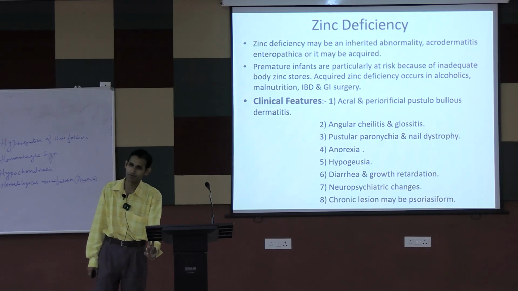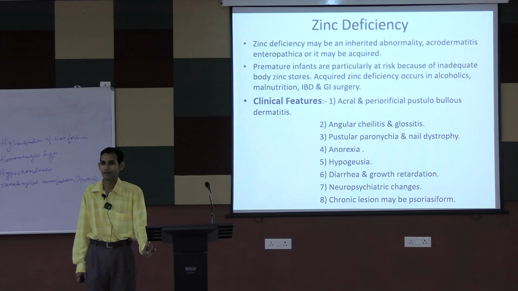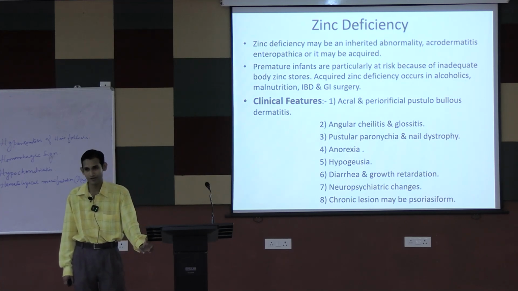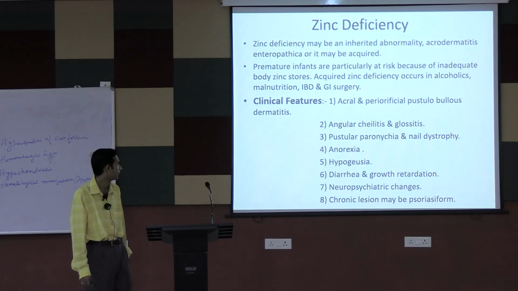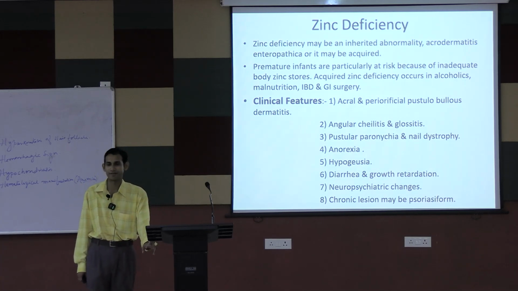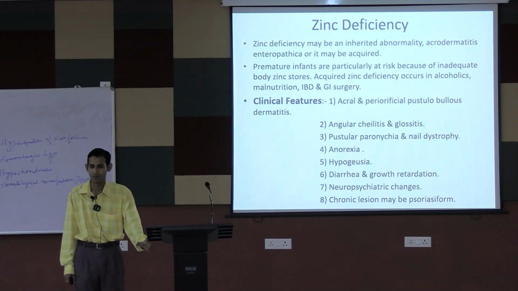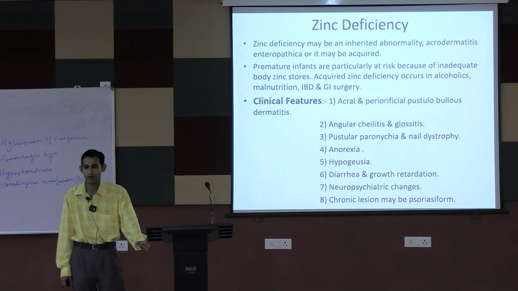Most important is, as I already told, chronic alcoholism, after gastric bypass surgery or GI surgery. It can also be found in poor nutritional intake, and in inflammatory bowel disease, particularly ulcerative colitis or Crohn's disease, with chronic zinc deficiency. Particularly premature infants are at risk because of the low body zinc store.